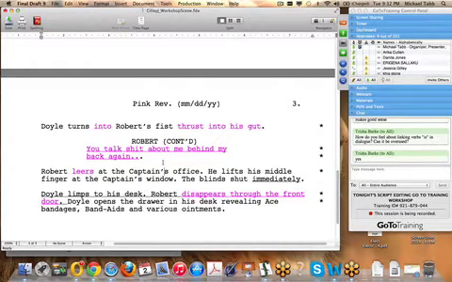You don't need to threaten him because the threat's implied. Okay.